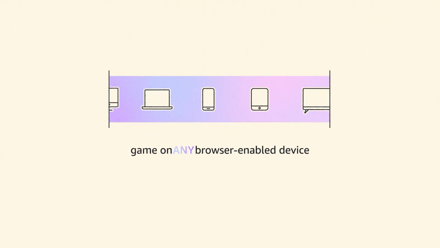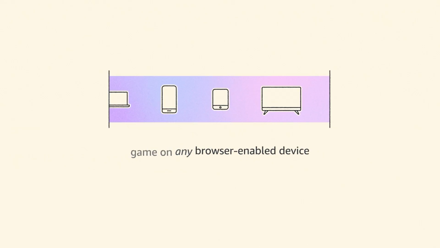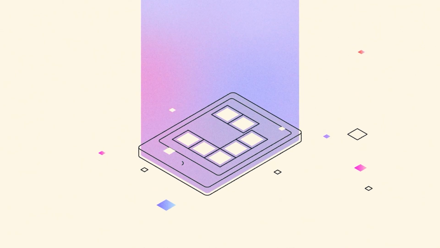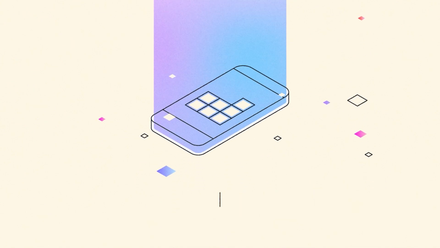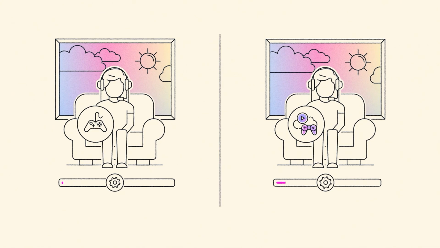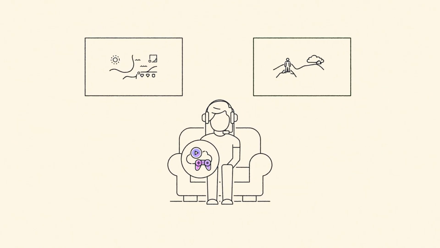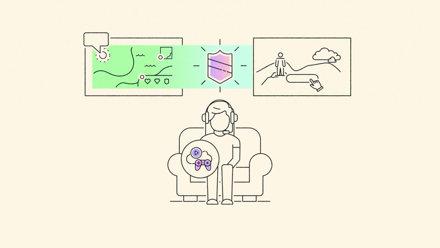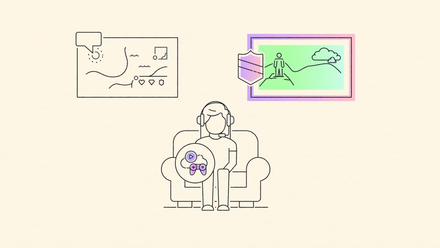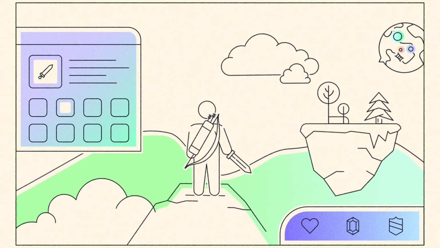Players can now game on any browser-enabled device in real time, turning all kinds of screens into powerful gaming machines. Using AWS technology, Amazon GameLift Streams offers instant play without needing to download any large files, and helps you create instant-on demos, securely distribute test builds, and launch online virtual gaming worlds.